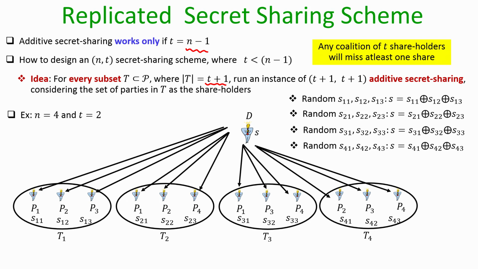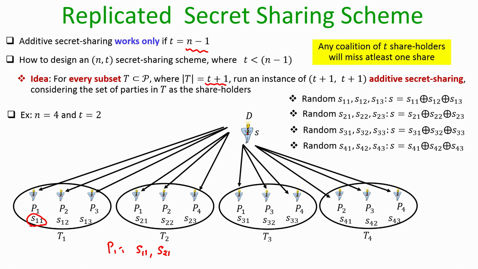Now, what is the total share for the party P1? The total share of the party P1 is all the shares which it is getting from the respective subsets in which it is present. So, the share of P1 will be the piece S11 because it is present in the subset T1, as well as the piece S21 because it is present in the set T2, and these will be the total shares for the party P1.